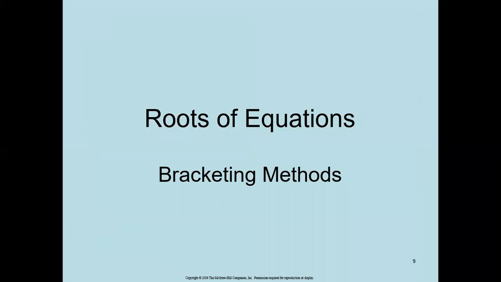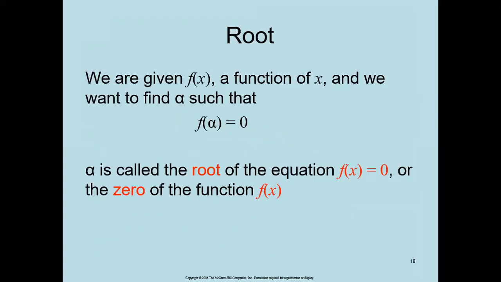So for the roots of an equation under the bracketing method, if we are given f of x, a function of x, and we want to find alpha such that f of alpha is equal to 0, so alpha here is considered as the root of the equation f of x equals 0, or the 0 of the function f of x.